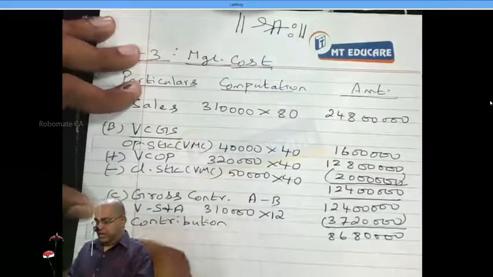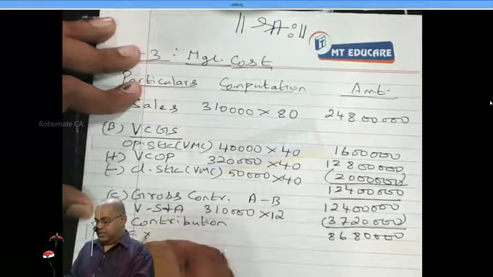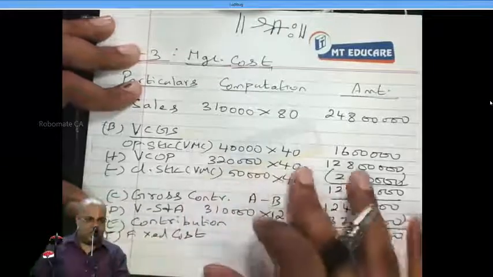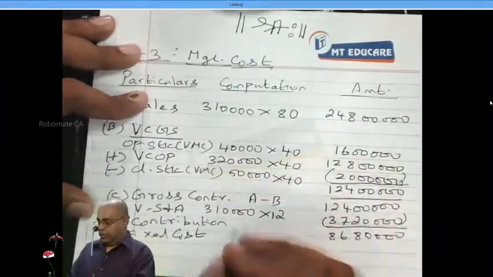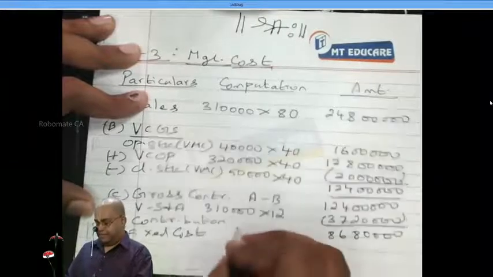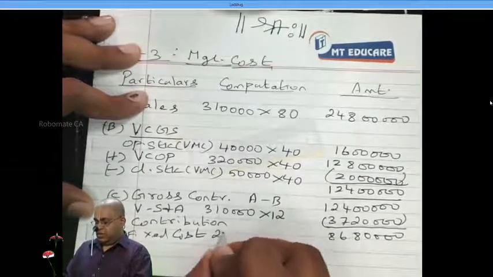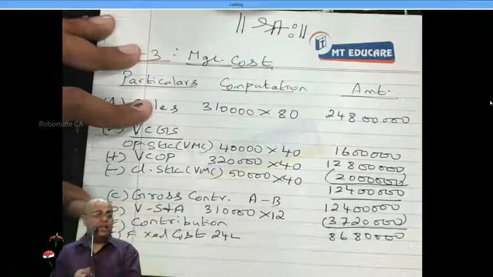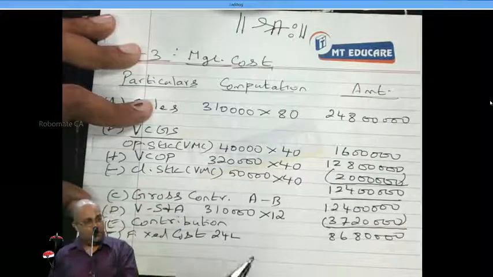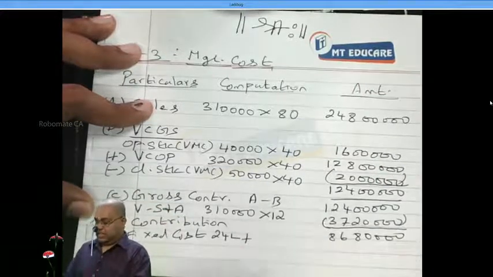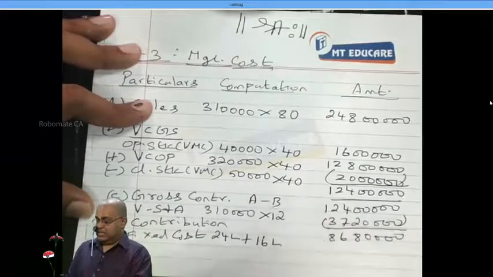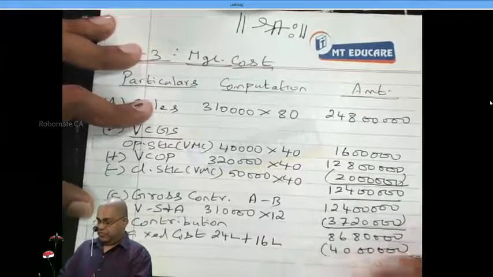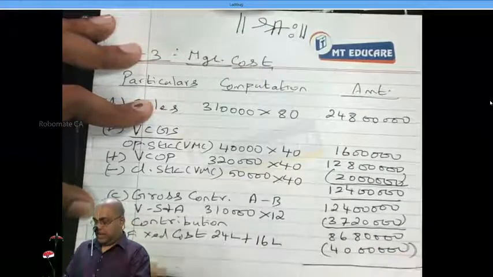Now, F, what is item number F? Fixed cost: manufacturing, administration, selling, all items. Tell me what is the manufacturing fixed cost? 24 lakhs. Don't say it is budgeted. Budgeted is assumed to be the same as actual for fixed cost if we don't have a detail. Yes or no? Now 24 lakhs plus what is the selling fixed cost? 16 lakhs. What is the fixed amount? 40 lakhs. The fixed cost is 40 lakhs.